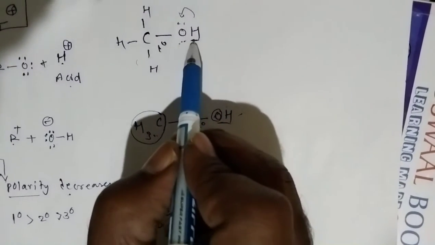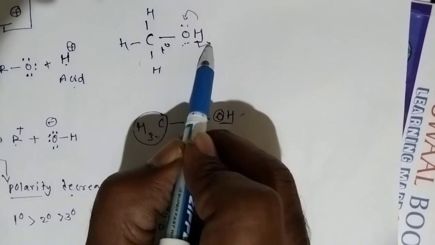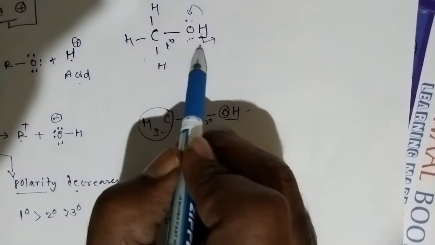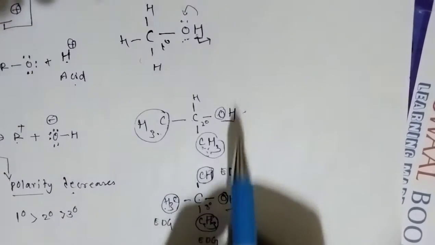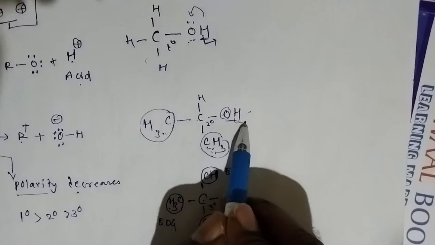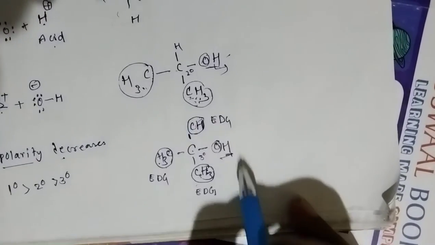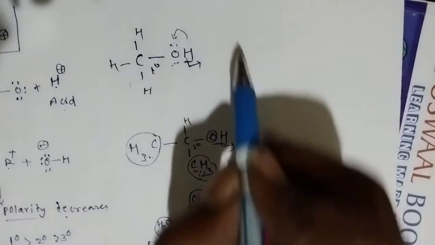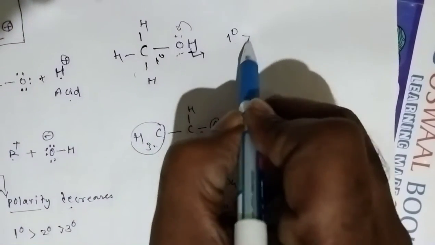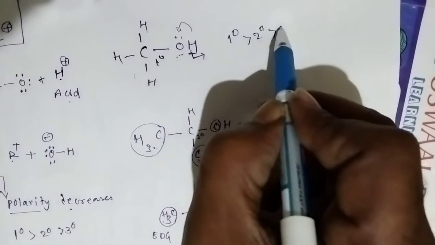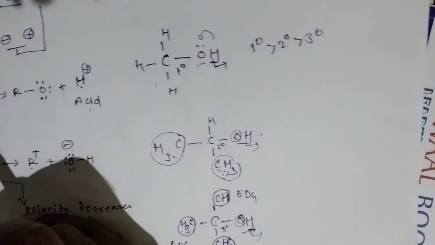That's why primary alcohol acts as more acidic, because this hydrogen can be removed easily, whereas this hydrogen is very difficult to remove compared to primary. Compared to secondary, this one is also very difficult. So primary acts as more acidic than secondary alcohol, and secondary acts as more acidic than tertiary alcohols.